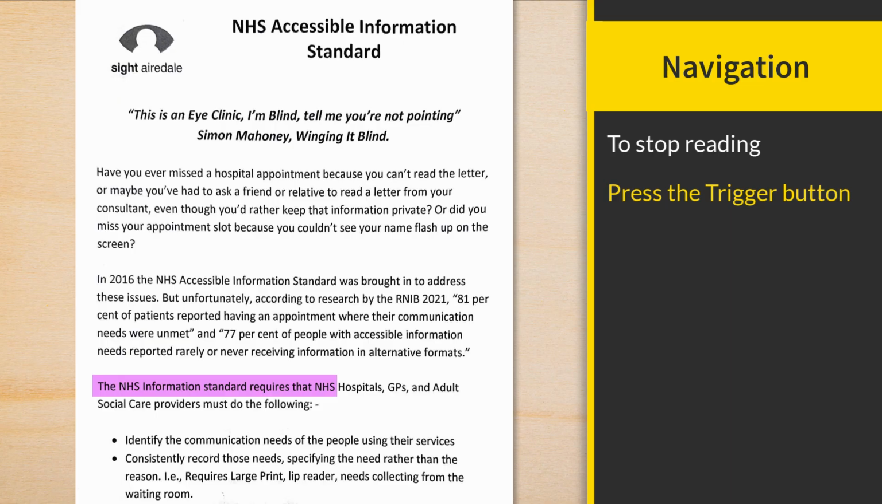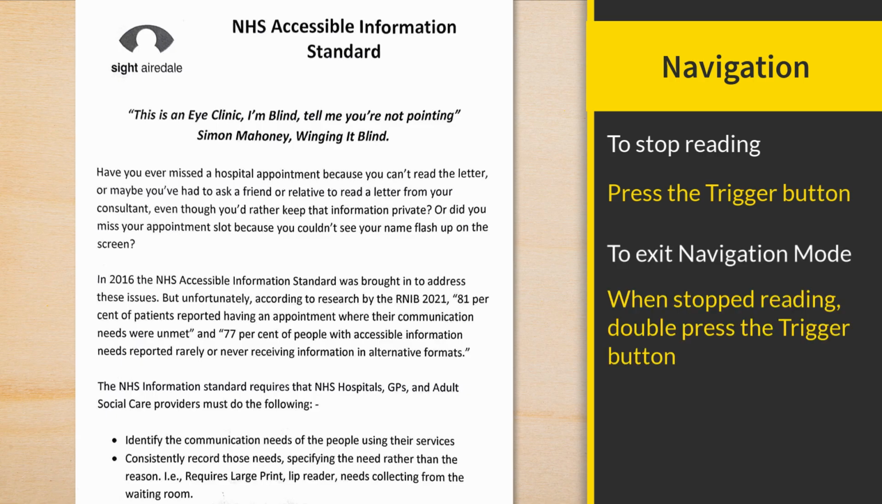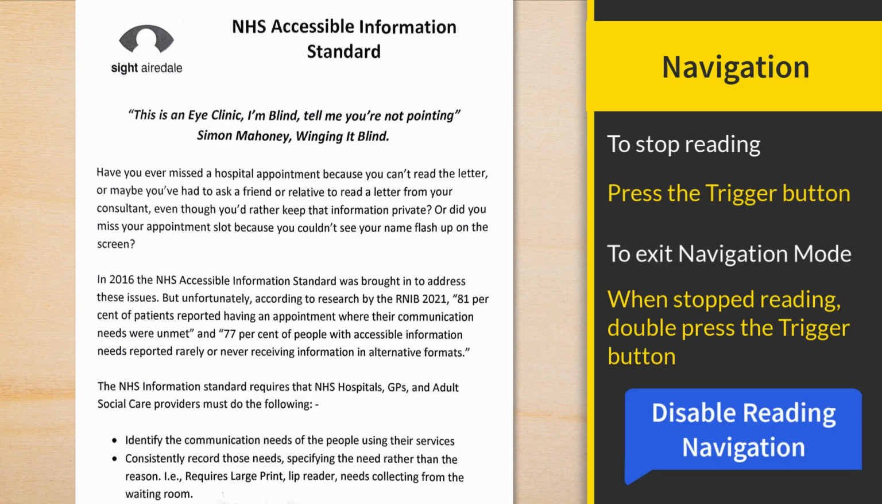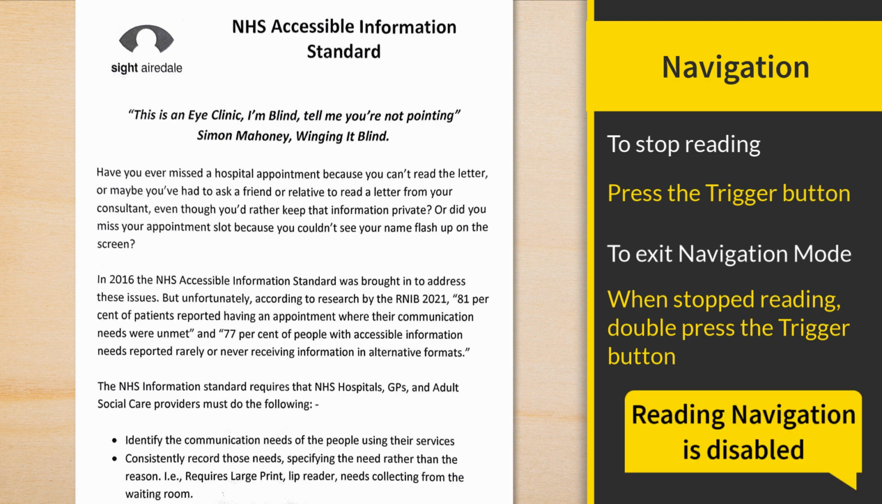To stop reading altogether, I just press the trigger button. Then, if I want to exit document navigation, I just double press on the trigger button and say Disable Reading Navigation. Disable Reading Navigation. Reading navigation is disabled.